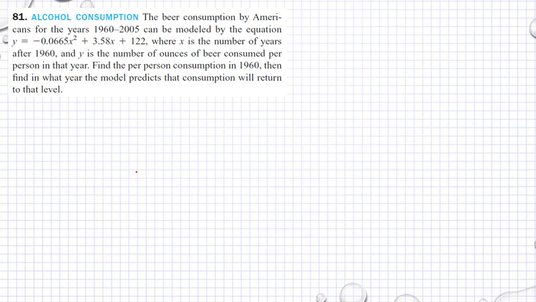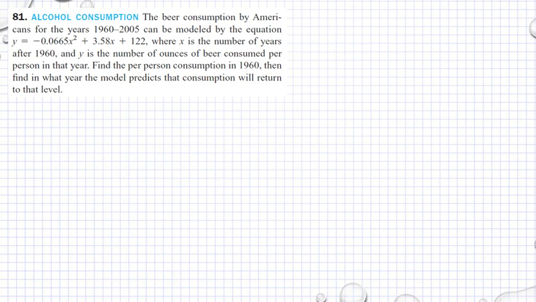Alcohol consumption, that's the next problem. The beer consumption of Americans for the years 1960 to 2005 can be modeled by the equation, as you can see there, where x is the number of years after 1960 and y is the number of ounces of beer consumed per person in that year. Find the per person consumption in 1960, then find in what year the model predicts that consumption will return to that level.